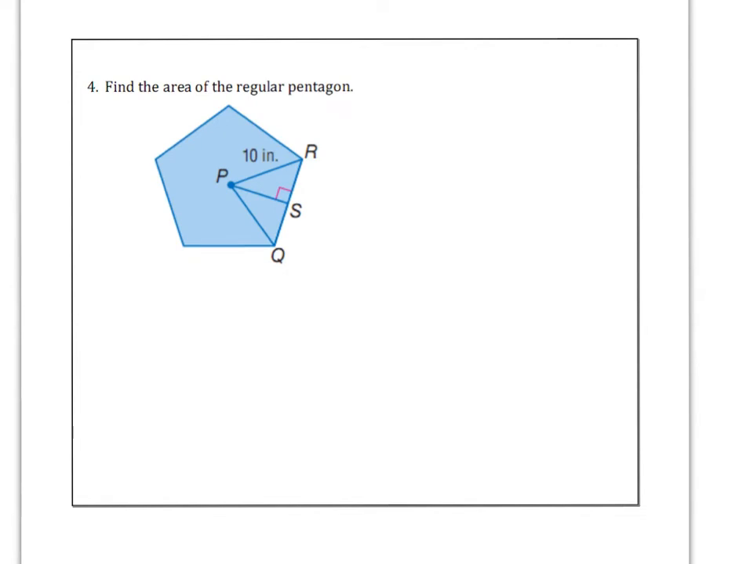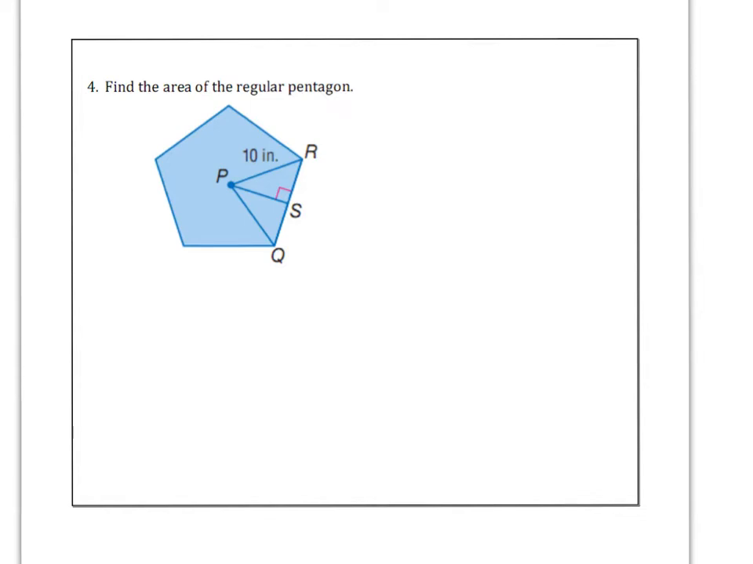So, of course, we can't just keep it that easy. You're in high school geometry now, so we're going to crank it up a little bit. Number 4 says find the area of this regular pentagon. We're going to use the same type of method where we divide it into triangles.